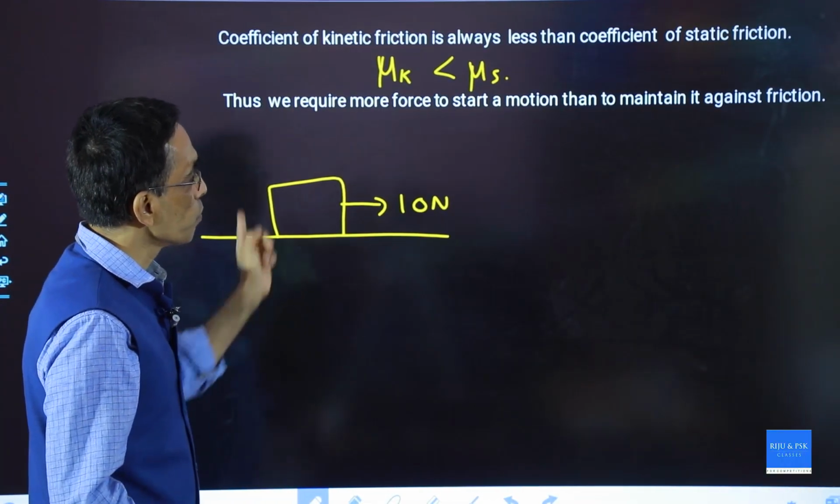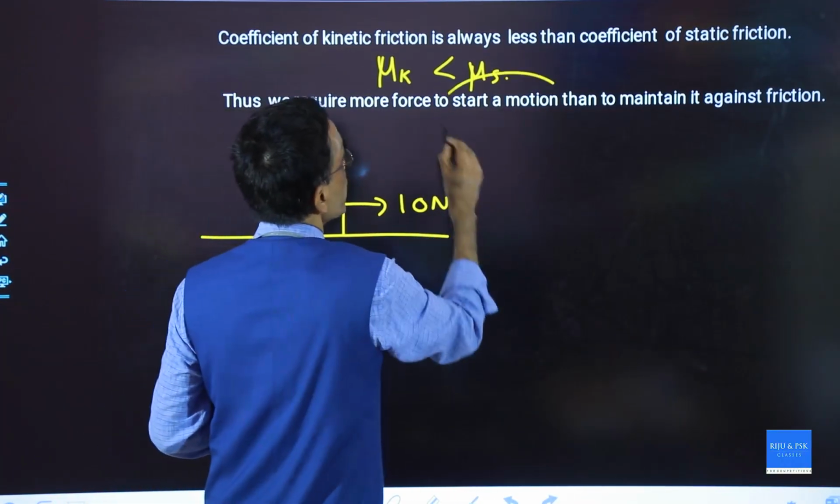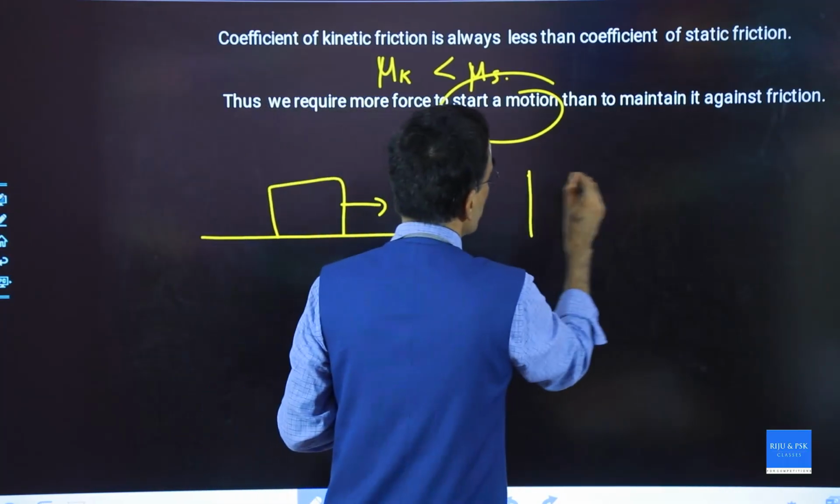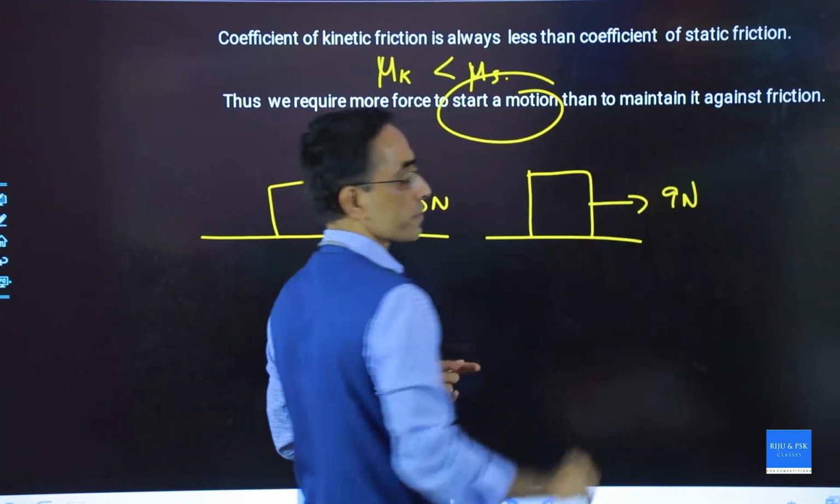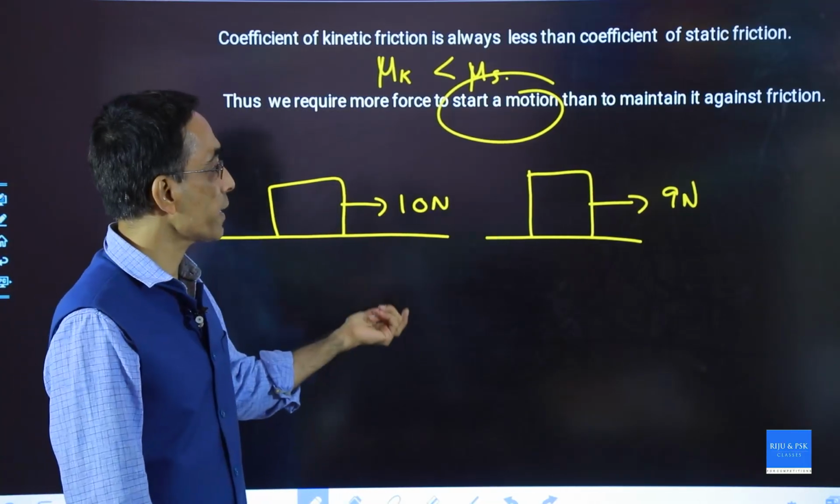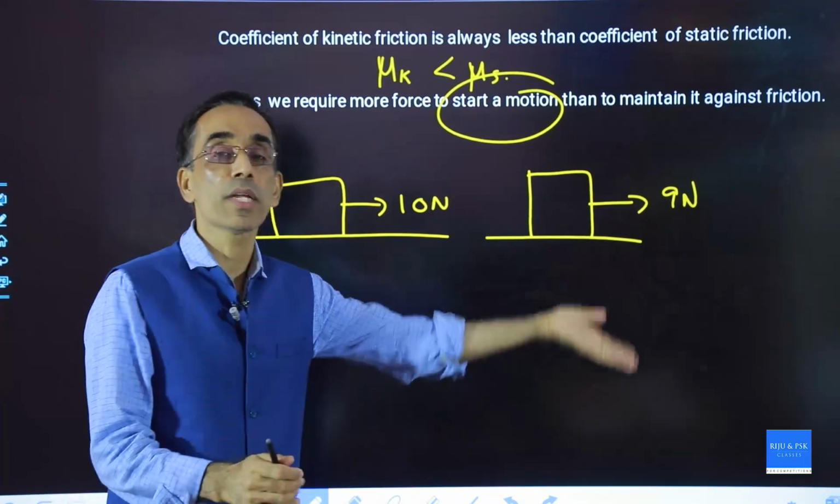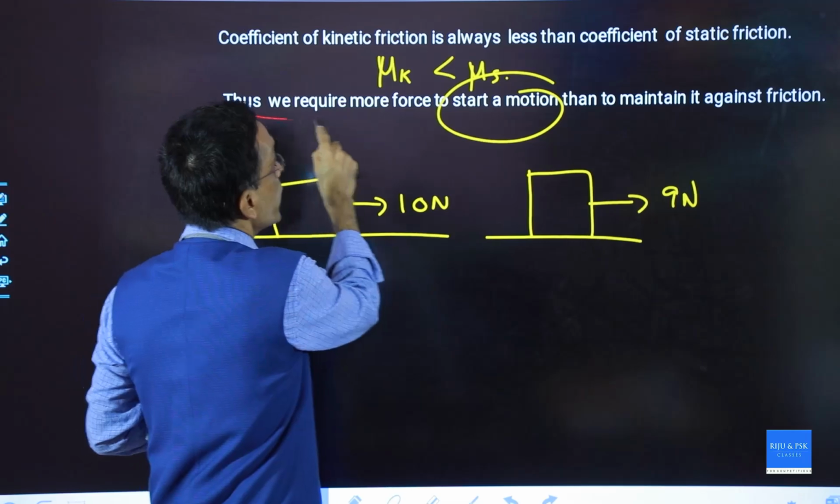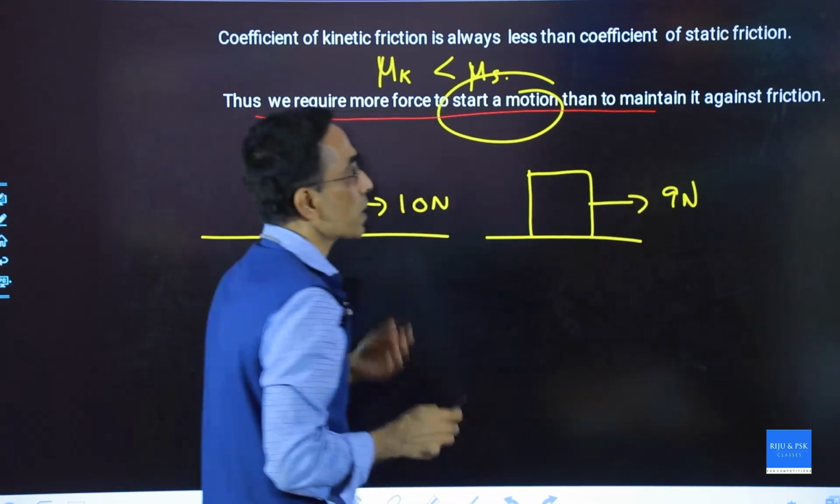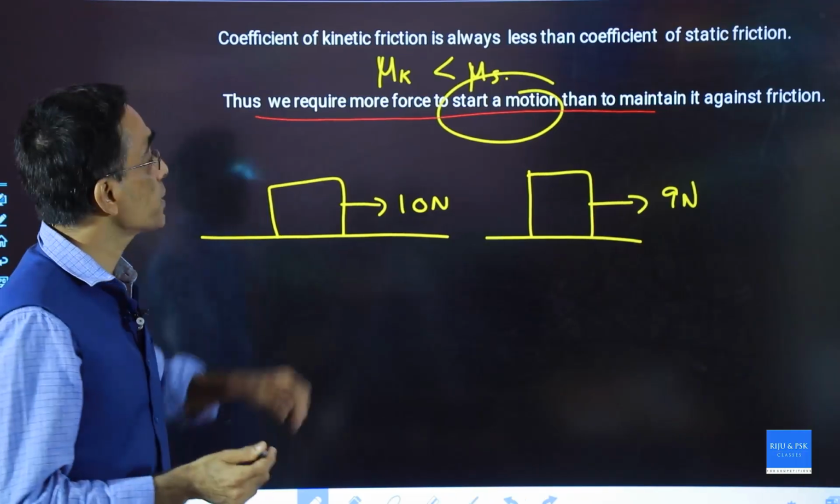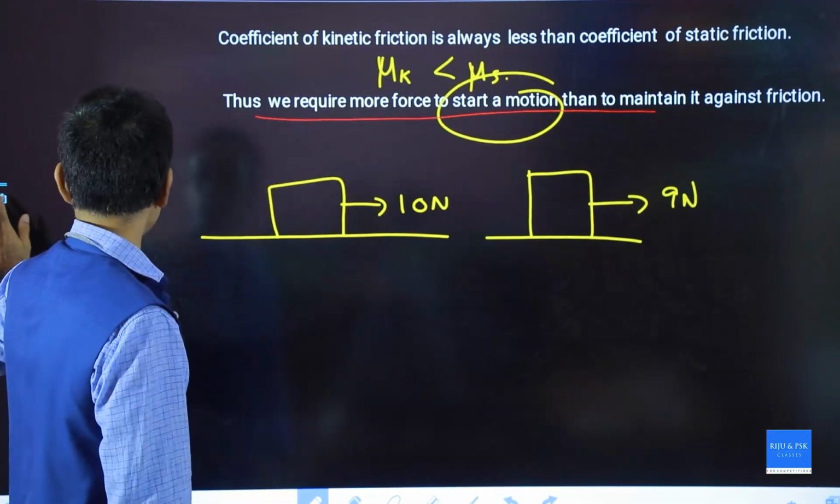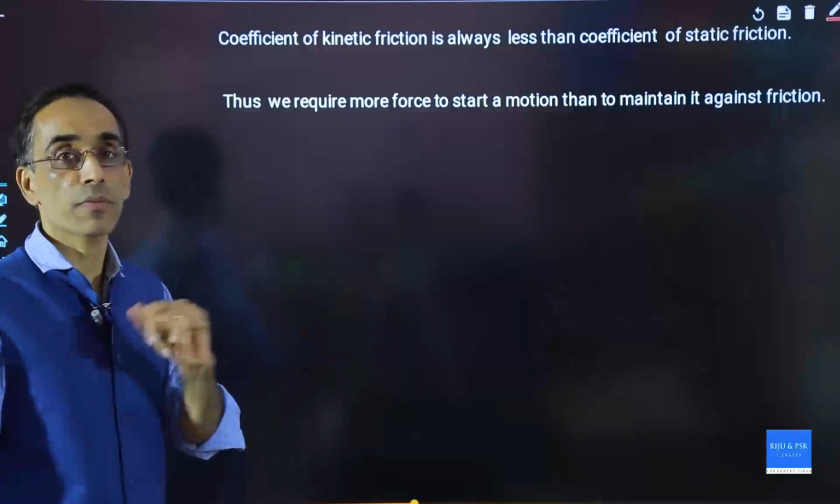10 Newton force to move it, that means to start the motion you need 10 Newton, but after that if you want to keep it moving, you may need only 9 Newton. To start you need 10, but to keep it moving, you need only 9, that is the point. Thus we require more force to start the motion than to maintain the motion. This is because mu k is less than mu s, it is a property of the coefficient of friction.